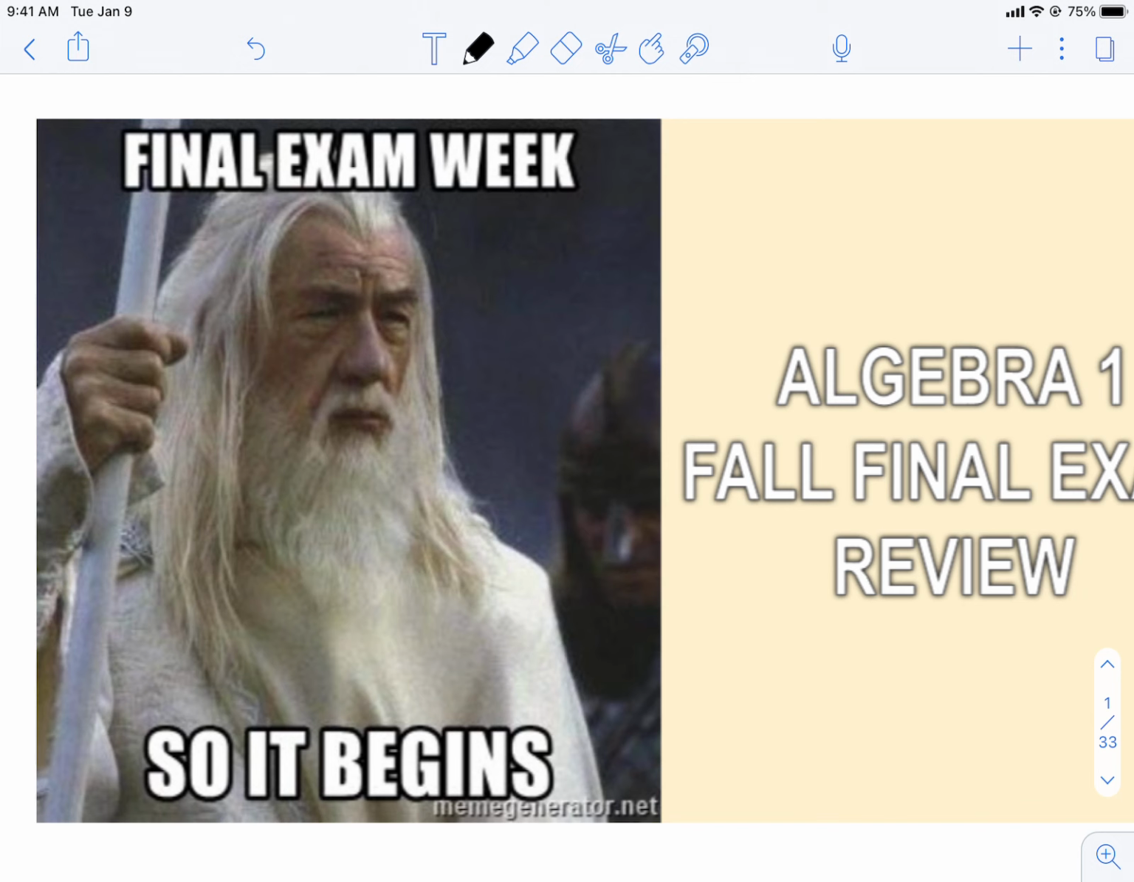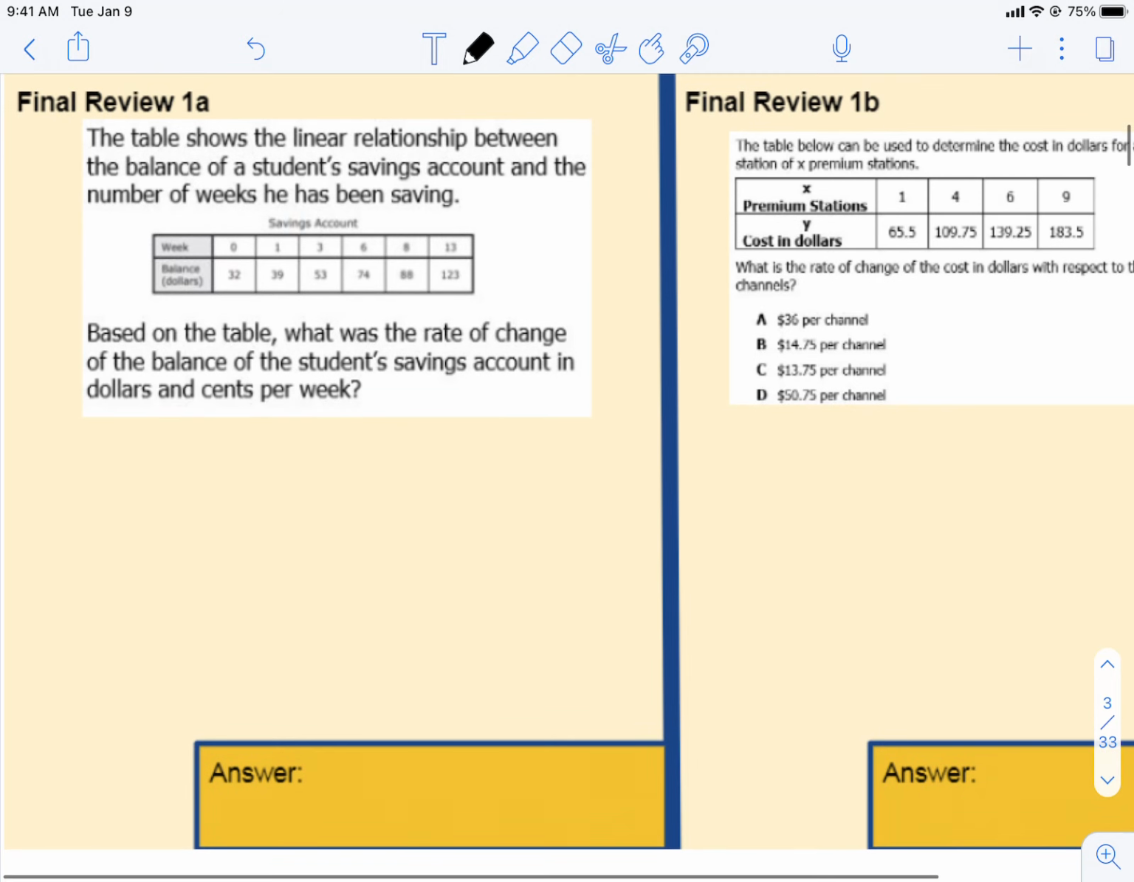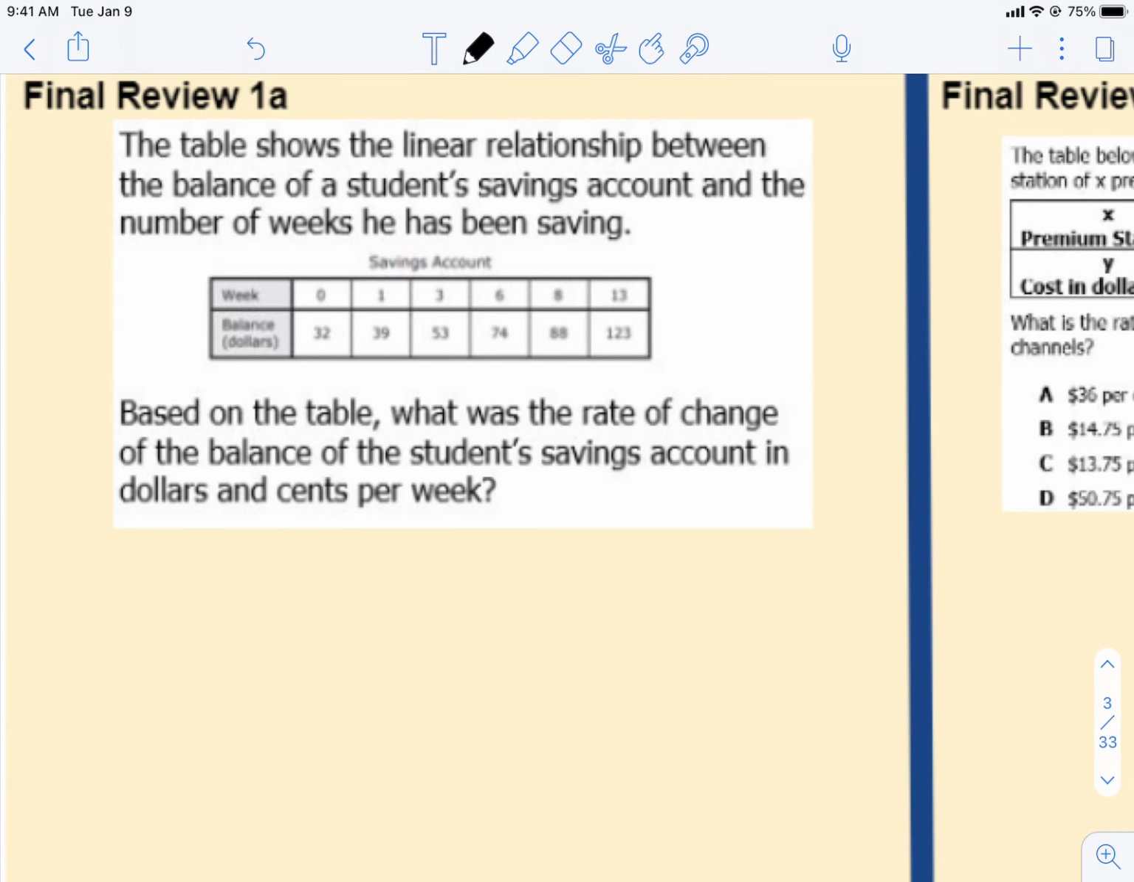Today we're going to be working over the final exam review and I'm going to show you how to do everything by hand. So let's look at the first question. It says the table shows the linear relationship between the balance of the student's savings account and the number of weeks he has been saving. Based on the table, what is the rate of change of the balance of the student's savings account in dollars and cents per week? Well, our weeks are going to be our X values, our balance is going to be our Y values. It's asking for what is the rate of change. Remember that means slope.